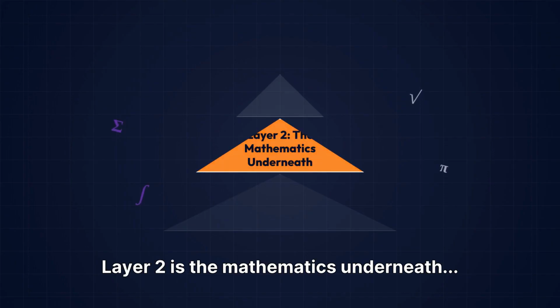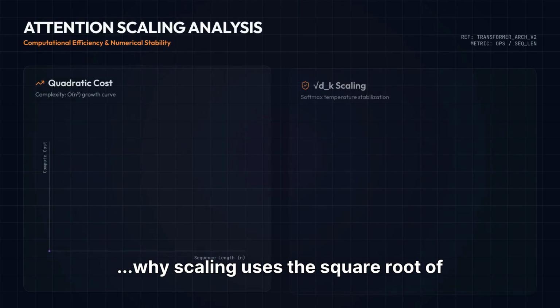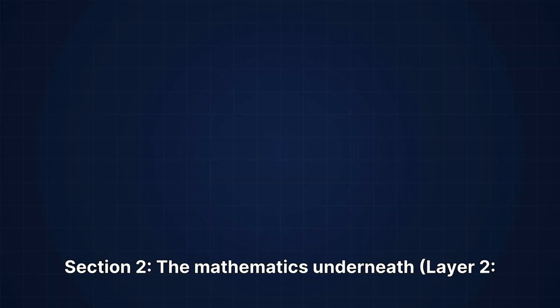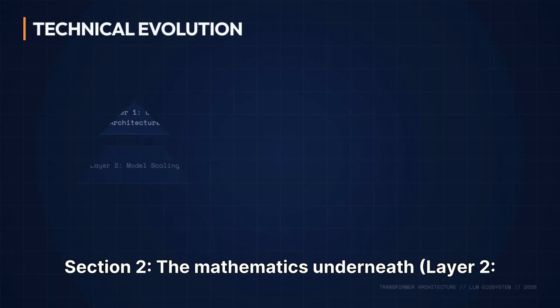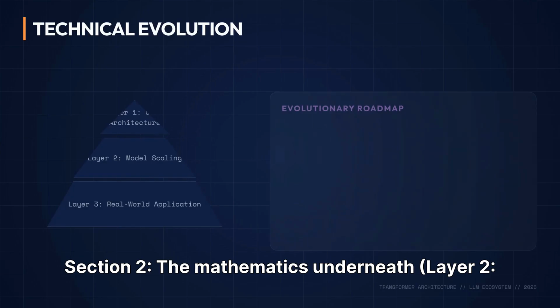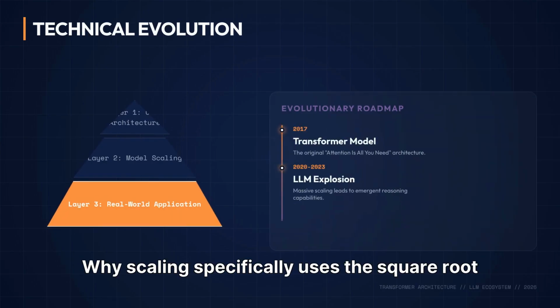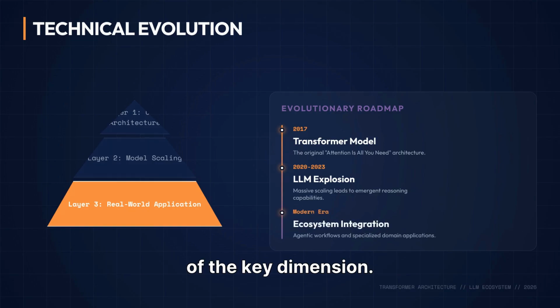Layer 2 is the mathematics underneath. Why scaling uses the square root of the key dimension, and why attention costs quadratically. Section 2, the mathematics underneath. Layer 2, the theory. Why scaling specifically uses the square root of the key dimension.